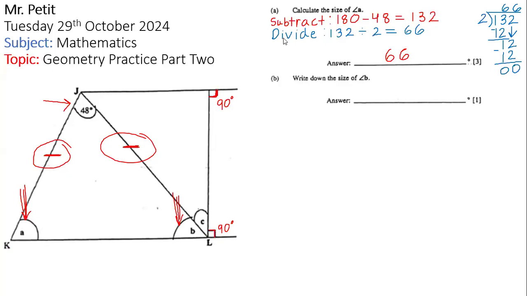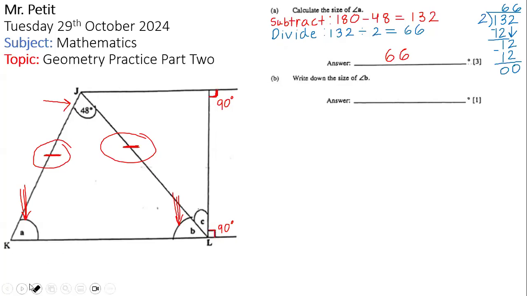Mr. Petit, how you get 2? Still writing? Who's asking how I got 2? Me, Chico. When you say how I got 2, what you mean? Like I see you have 180 divided by 48 equals 132, and then how you get 2 to divide by 132? Oh, okay. Because remember what we said? We said that both angles are equal.